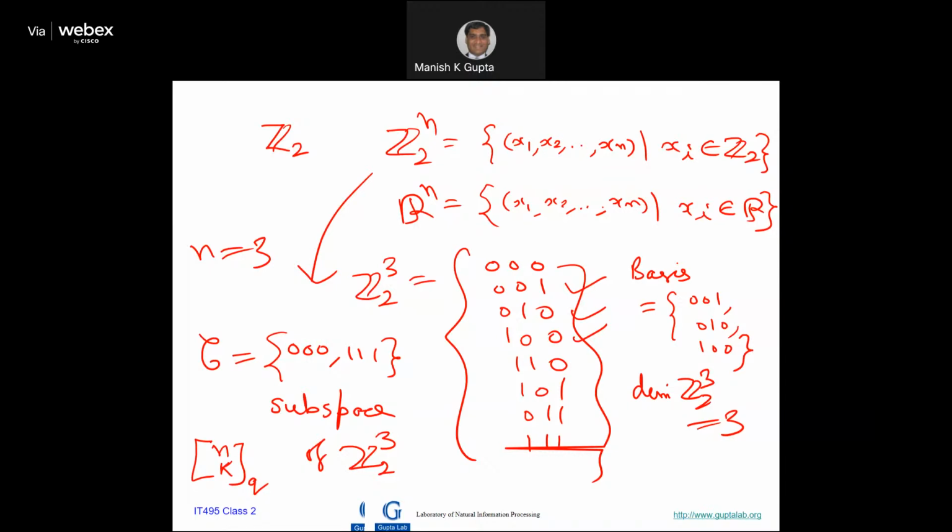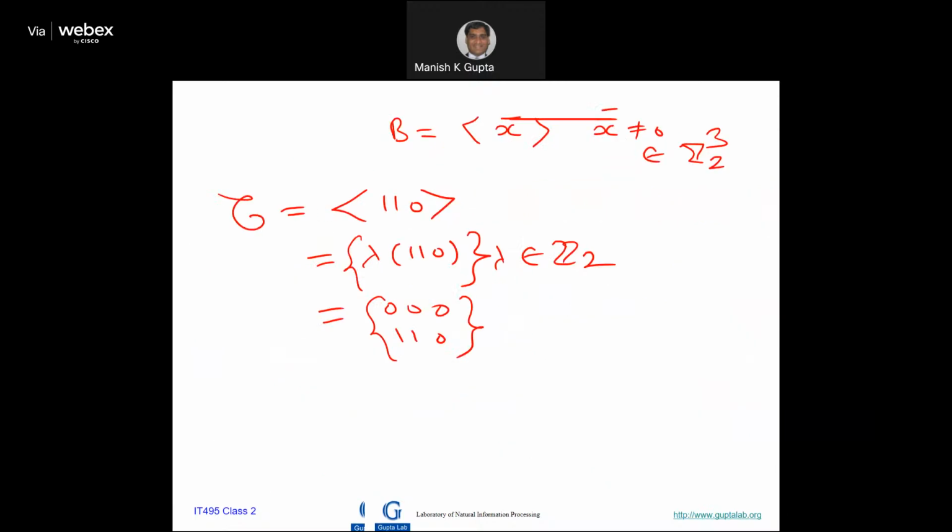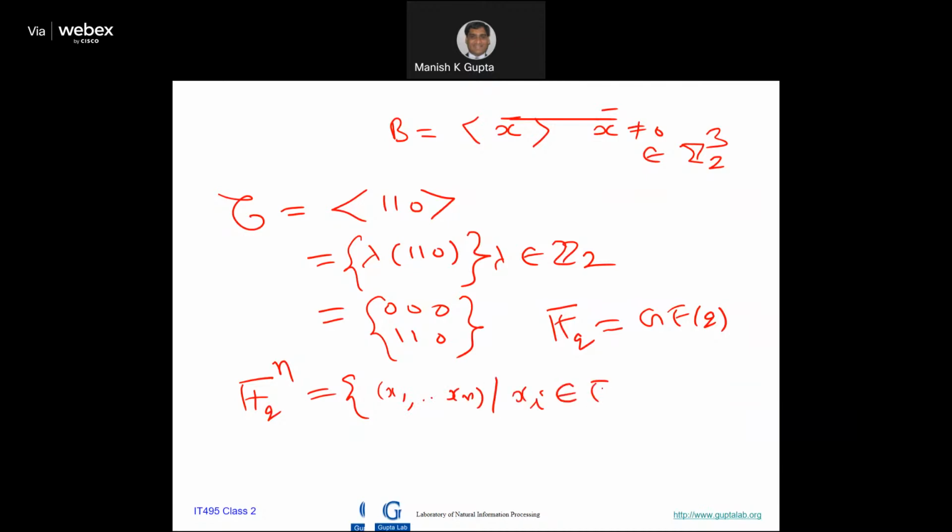So in general, I can look at F_q, the field with q number of elements, and I can look at the vector space F_q^n, all vectors of the form (x1, ..., xn) such that each xi belongs to F_q. F_q means a field with q number of elements, or GF(q), whatever. Some people write it as F_q, some people write it as GF(q). In short form we write F_q. So this is F_q^n, the vector space over the field F_q.